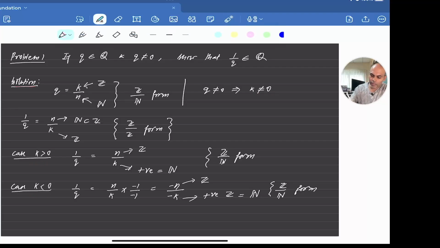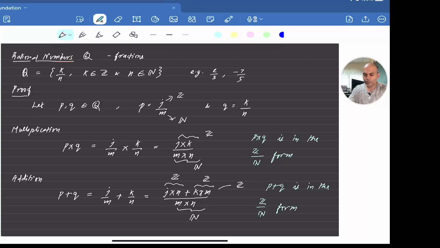So from the two cases that we have worked out, what we conclude is if q is a rational number, 1 over q is also a rational number.